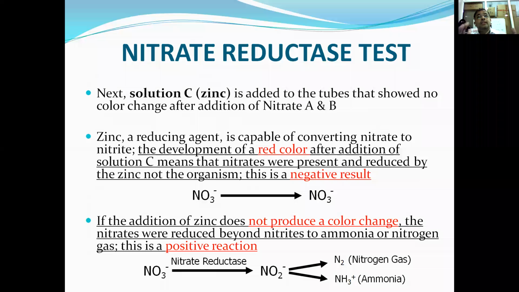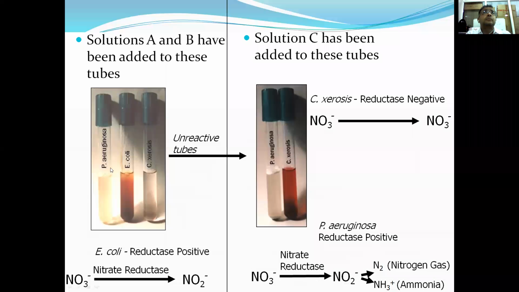Now, I have tried to simplify this observation by putting this slide. So now we can see that solution A and solution B were added to three different test bacteria. I have written the names over this. Now on addition of solution A and B, if we are getting the red color, that undoubtedly indicates that this particular bacterium is nitrate reductase positive. There is no doubt. Now the doubt is between this tube and this tube, where there is no color production, or you can say they are the unreactive tubes.